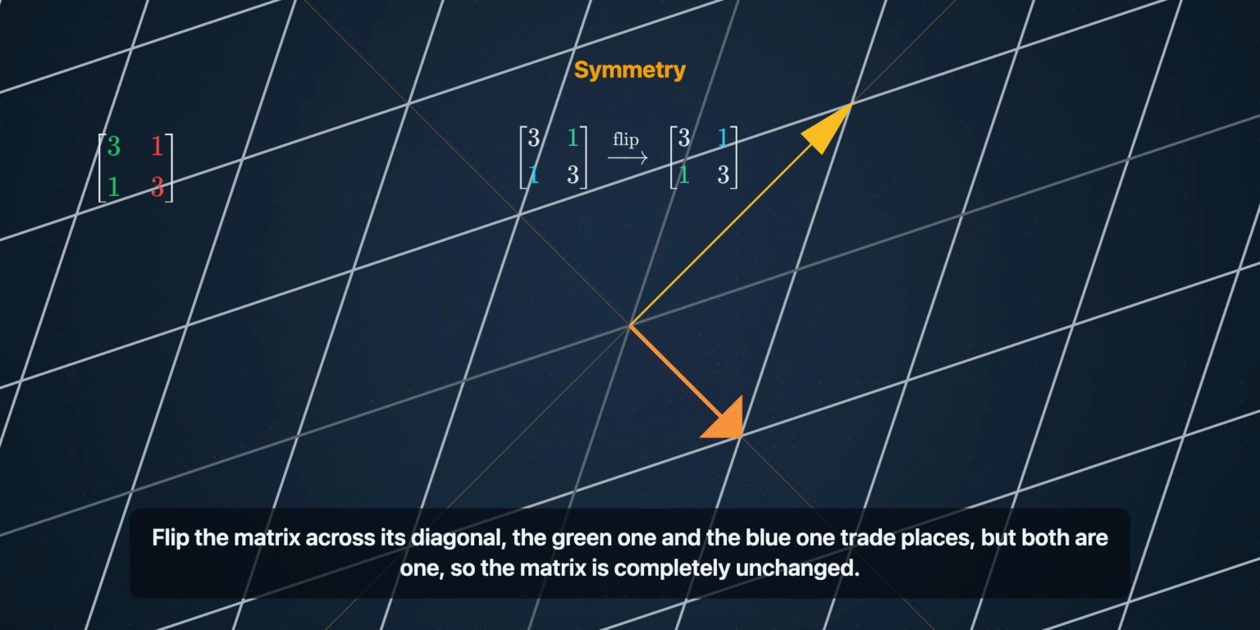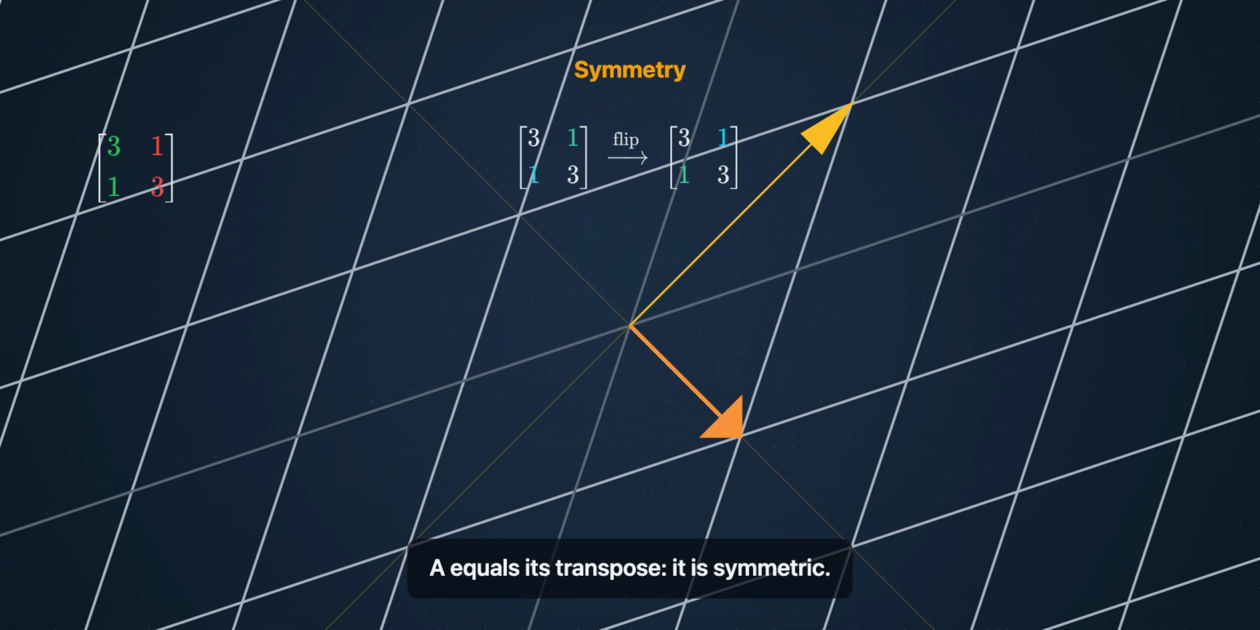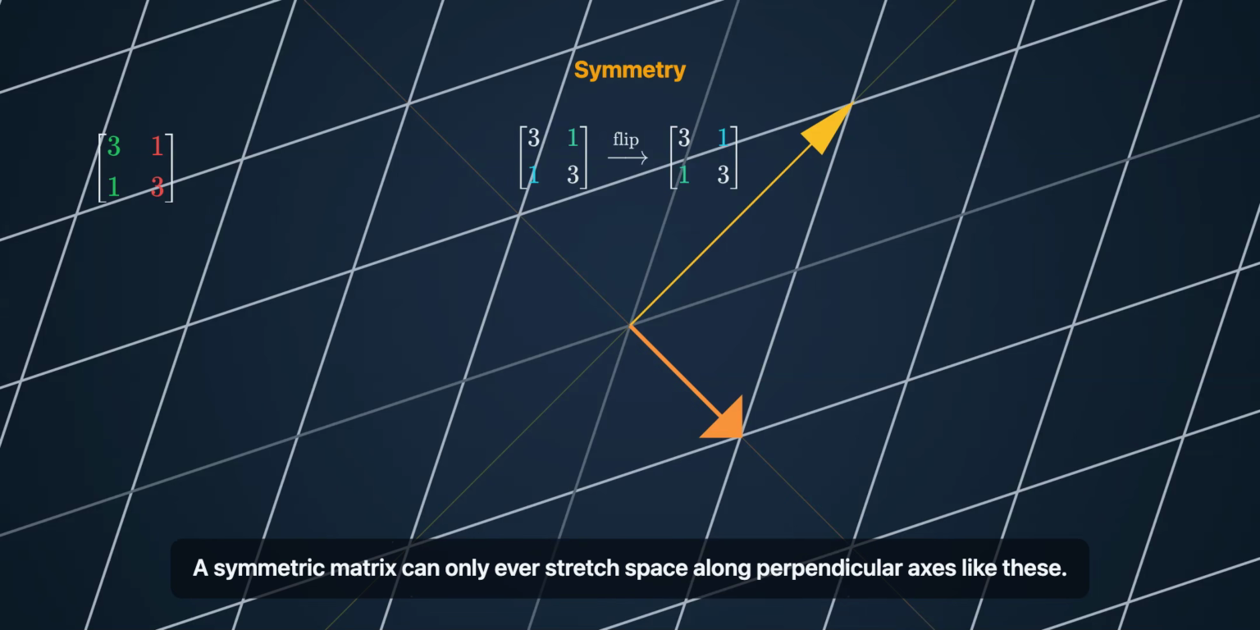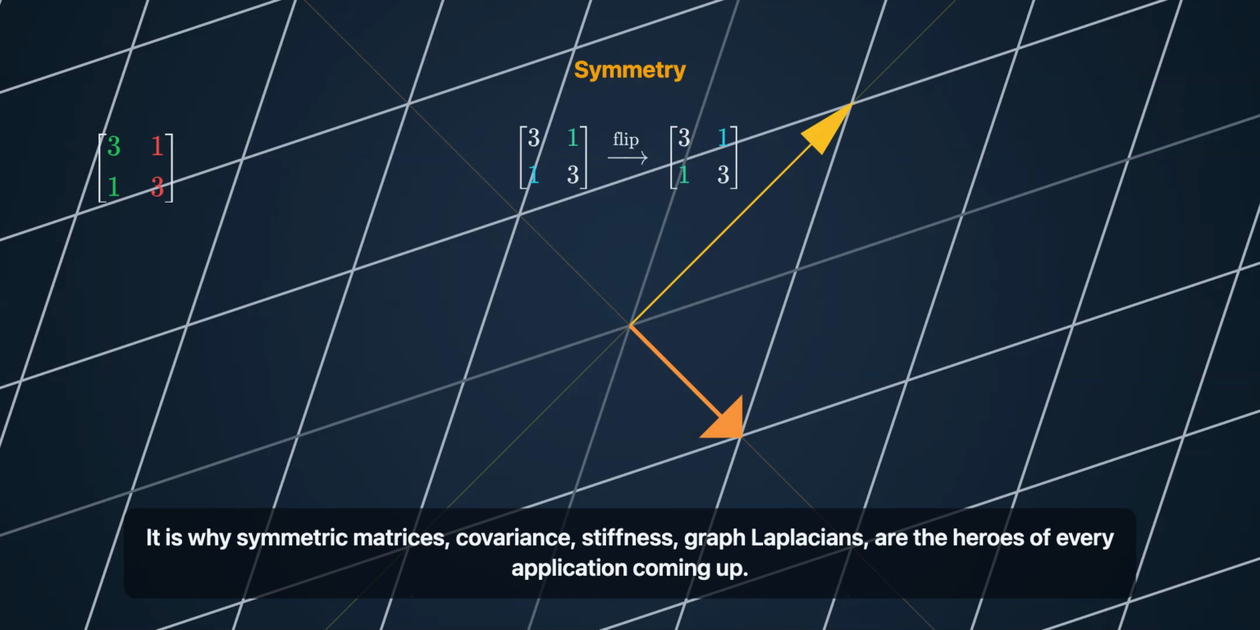Flip the matrix across its diagonal. The green one and the blue one trade places, but both are 1, so the matrix is completely unchanged. A equals its transpose. It is symmetric. And being symmetric is a kind of promise. A symmetric matrix can only ever stretch space along perpendicular axes like these. Soon we will meet matrices that misbehave, and symmetric ones simply never will. It is why symmetric matrices, covariance, stiffness, graph Laplacians are the heroes of every application coming up.